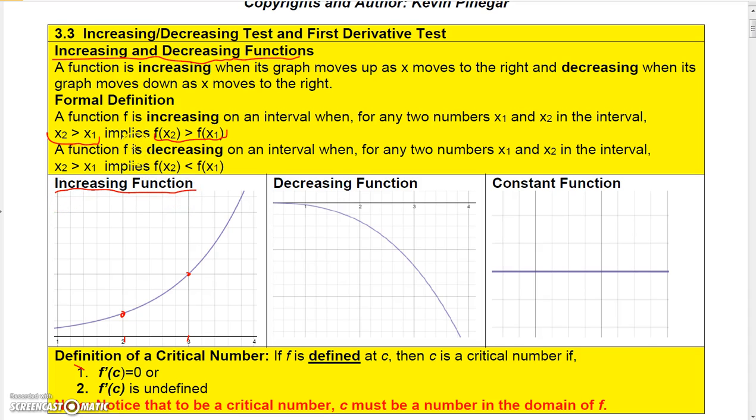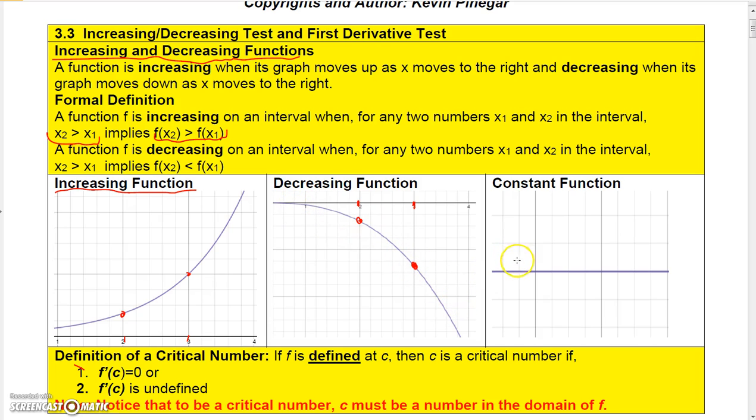Now, a function is decreasing on an interval when, for any two x1 and x2 in the interval, when you pick x2 greater than x1, f of x2 is smaller than f of x1. So let's take a look here. Here is 2, and you get this y value. But if you choose a larger value, then notice that f of this value is smaller than f of this value, so therefore this function must be decreasing.